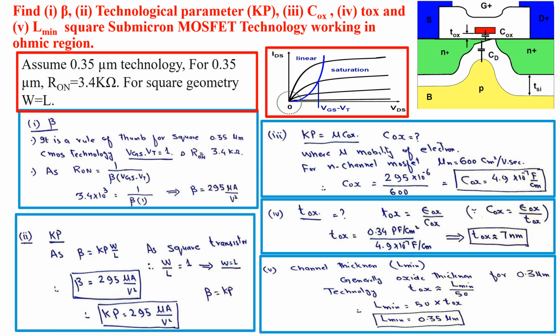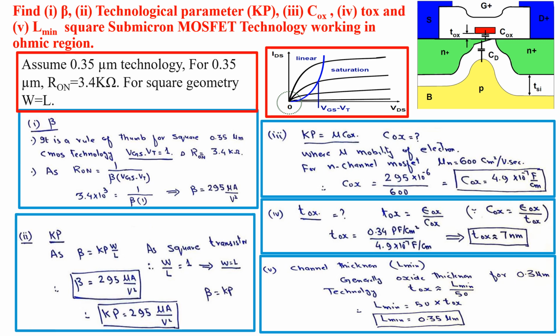solve the whole question. One is square submicron. Submicron means less than 1 micrometer, and we assume 0.35 micrometer technology of the channel length. Technology is always defined on the basis of channel length.